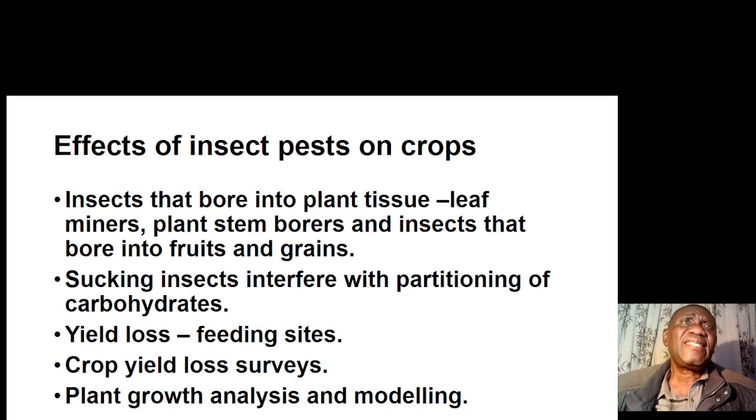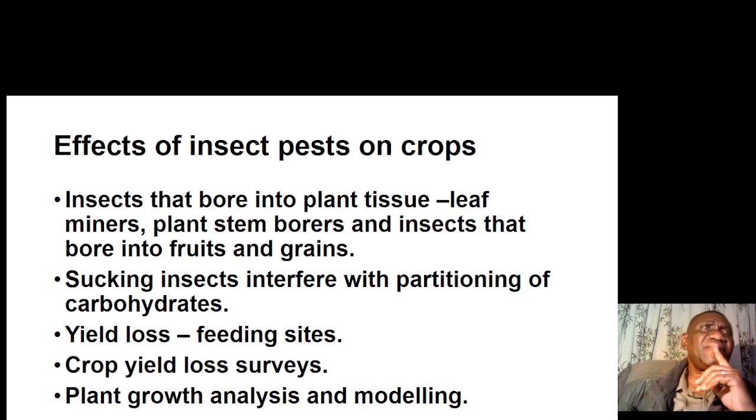Now, effects of insect pests on crops. Insects that bore into the plant tissue, like leaf miners, plant stem borers, and insects that bore into the fruits and the grain. This may be difficult to control. And these can actually destroy the fruits and the grain, leading to serious losses.